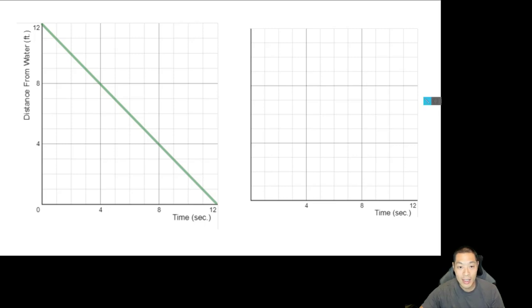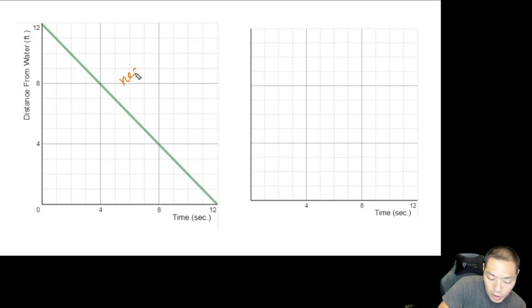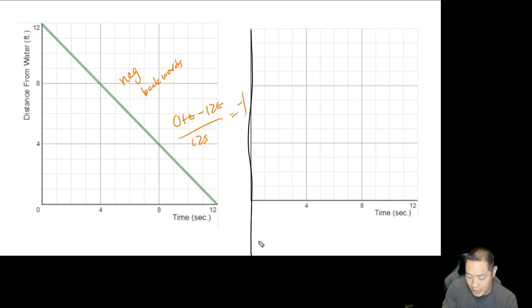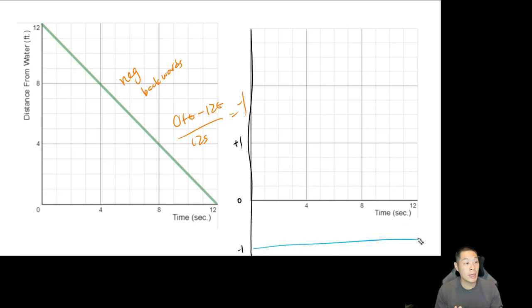Now here you have a negative slope. So what's going on here? Here you have a negative slope, so that means you're moving backwards. And if you don't trust me, you could do the final minus initial. Final position is 0 feet, minus initial, which is 12 feet, over the time, which is 12 seconds. So you have -1. That means you're going below. So in this case, you have to extend the graph below the x-axis. Here's 0, +1. Here will be -1 way down here, and you'll draw your graph over here. So when you're below the axis, that means you're going negative.